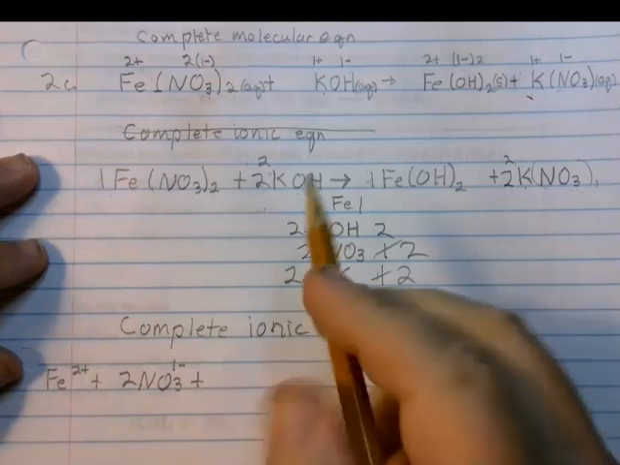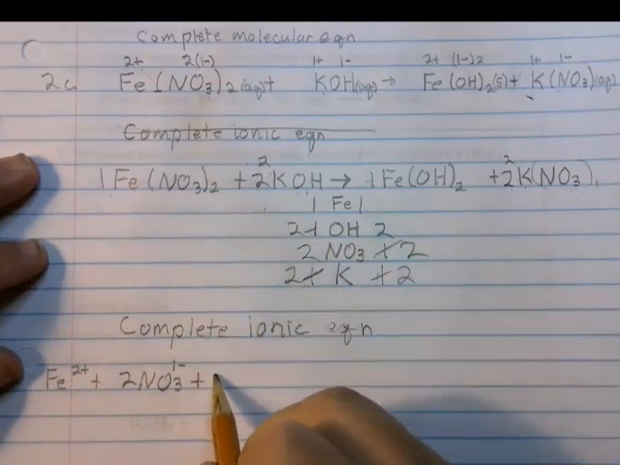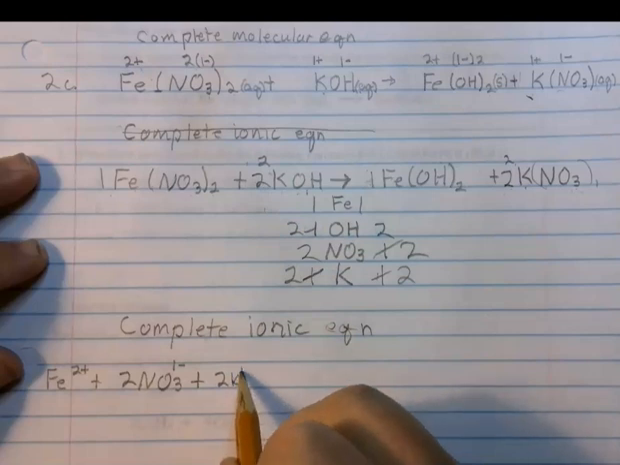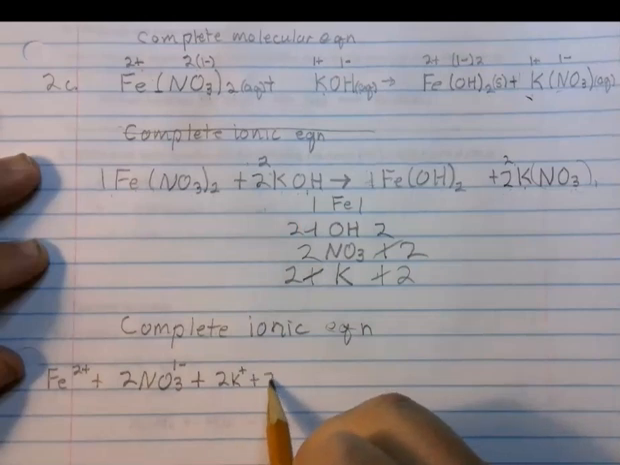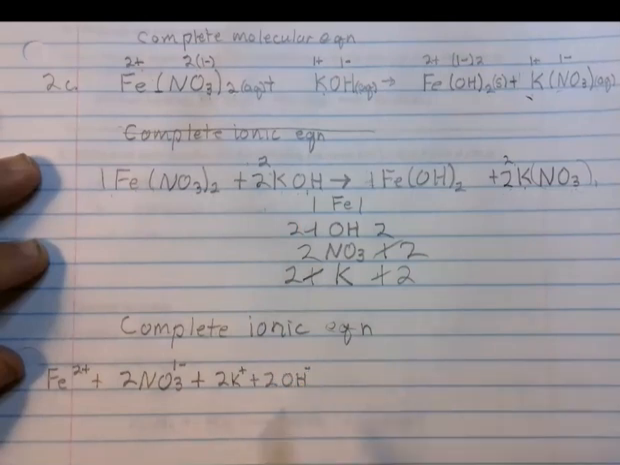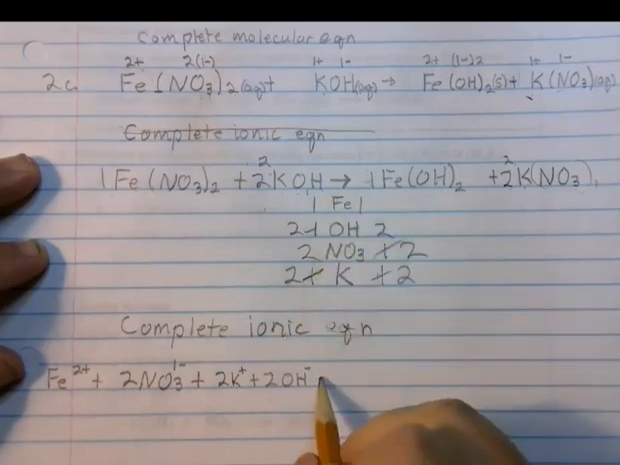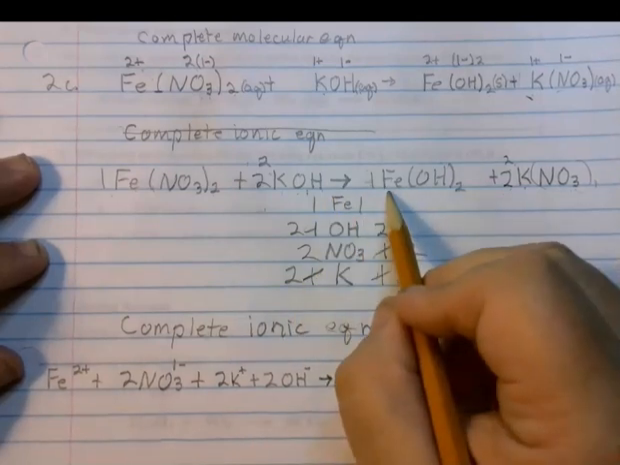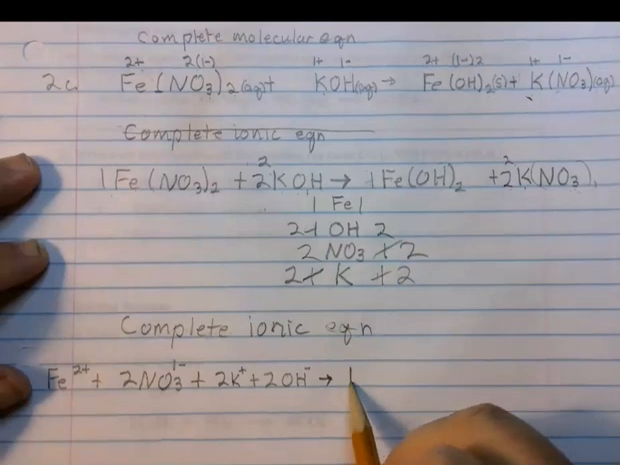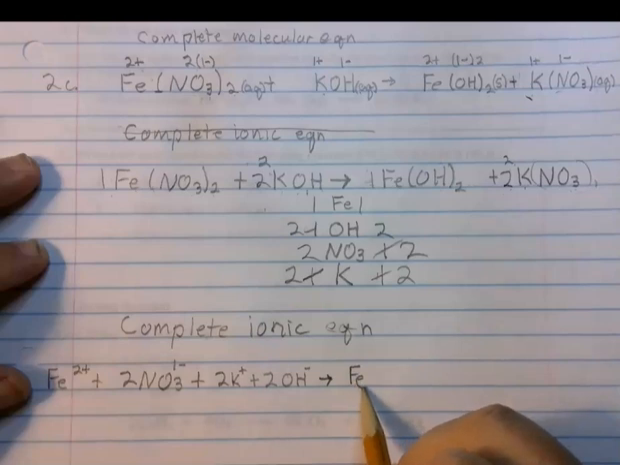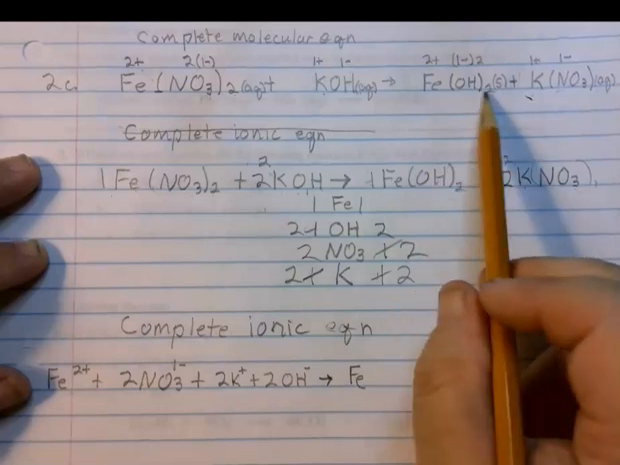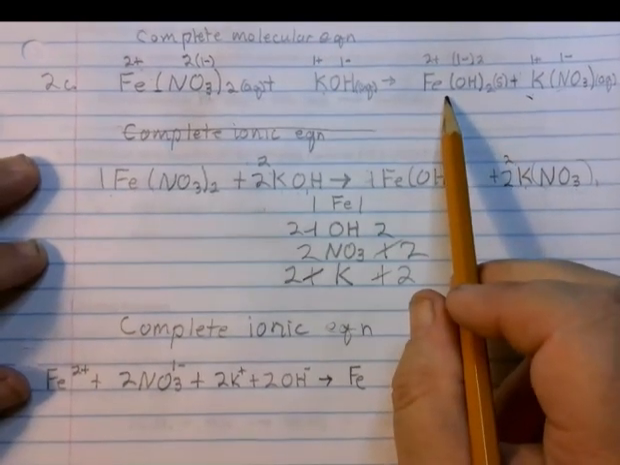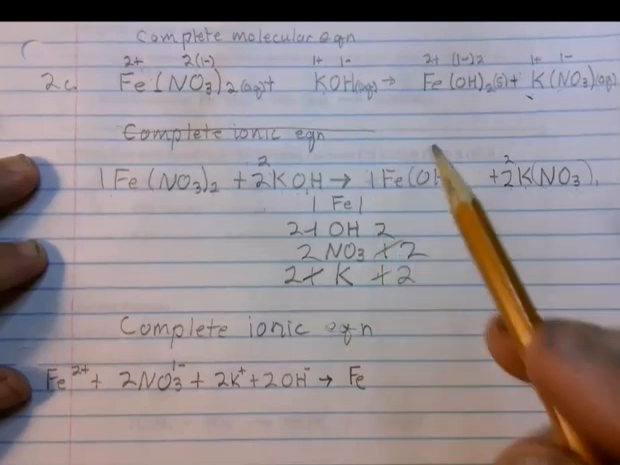Plus, I come up here, I'm going to have 2 potassiums, so that's 2K plus. I'm going to have 2 hydroxides, so that's plus 2OH minus. Now I'm ready to go over to the product side. I'm going to have 1 Fe, that's still a 2 plus. Well, I take that back. We said that's going to be our solid, our precipitate.